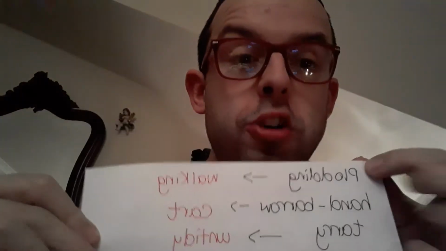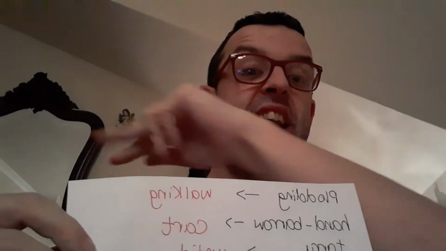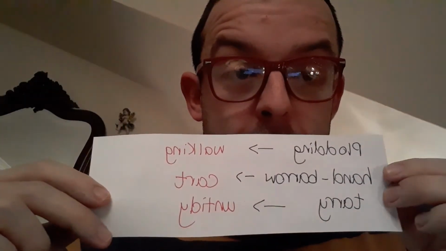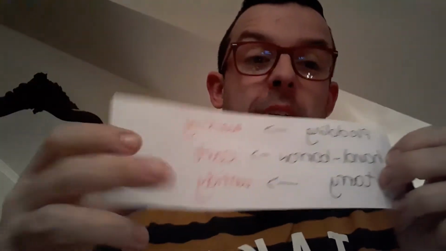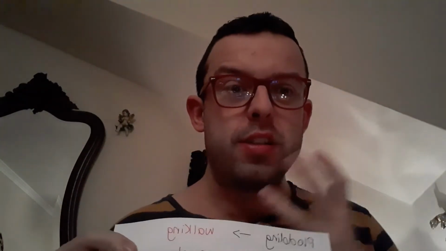So, let's look at the first one. The first word, plodding. Plodding, walking, plodding along. We have a hand barrow, which, according to the context, is a cart. So like a hand barrow is a type of cart, something that you move along. And then we have a tarry, because it's talking about its appearance, quite untidy, messy, different things like that.